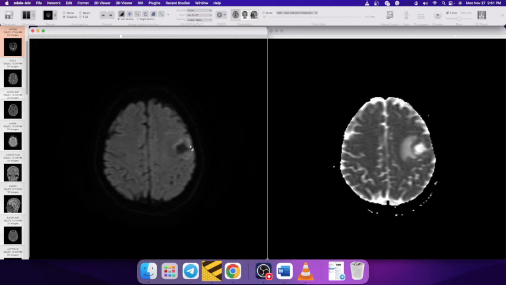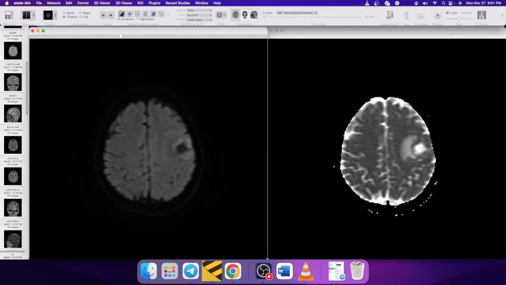What does that mean? Restricted diffusion means it is showing a high signal on diffusion weighted images with corresponding low signal on ADC maps, whereas facilitated diffusion is when it is showing low signal on diffusion with corresponding high signal on ADC maps.